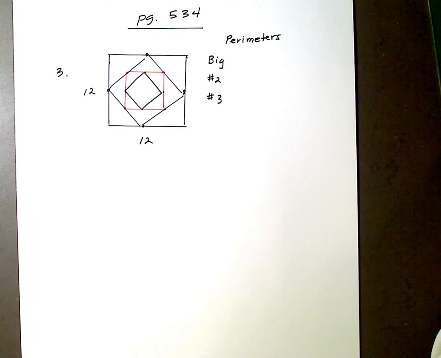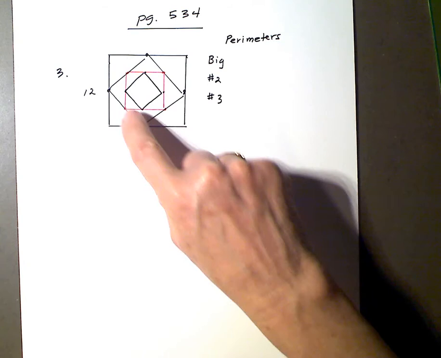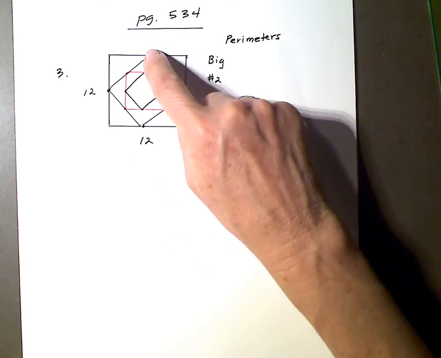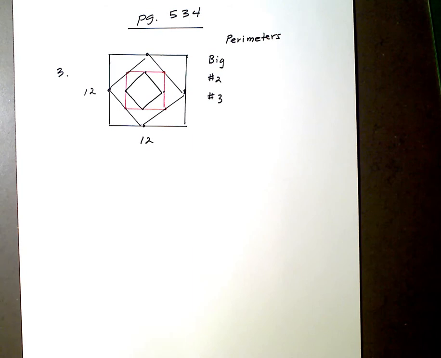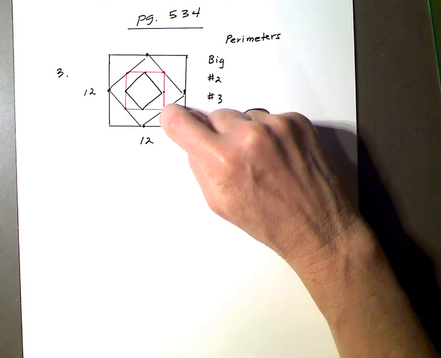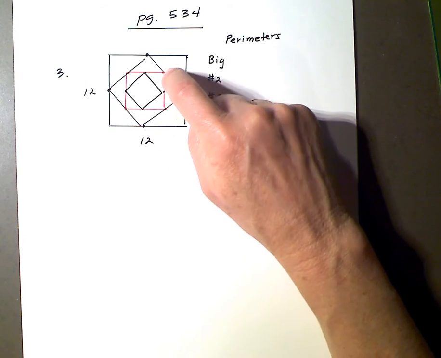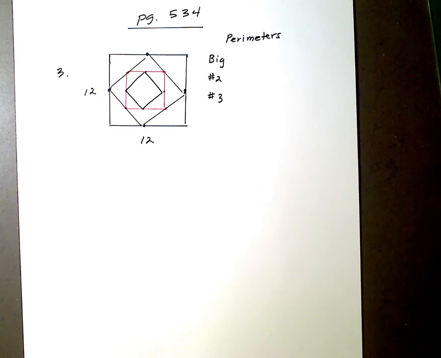Okay, this is number 3 on page 534, the word problem, where we have a 12 centimeter by 12 centimeter square, and the midpoints of the sides of the big square are joined to form a smaller square, to inscribe a smaller square inside of it, and so on. Then the midpoints of those are joined to form another inscribed square, and we keep inscribing squares forever, infinitely. And the question asked, what's the perimeter of all those squares?